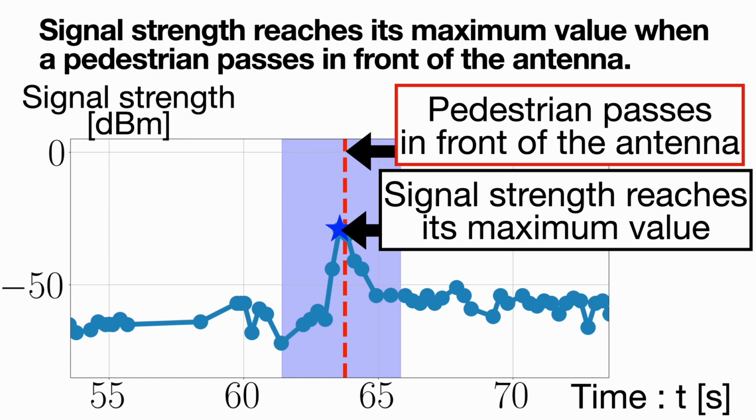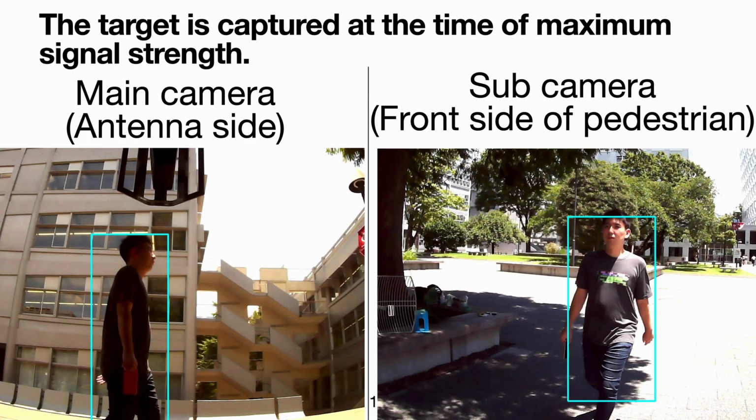The result demonstrates that the timing when the signal strength of the target is at its maximum and the time when the target passes in front of the camera are very close. I show photos taken by the camera at the time of maximum signal strength. The target is captured in the center of the photos. This result means that the timing-based linking attack is feasible.